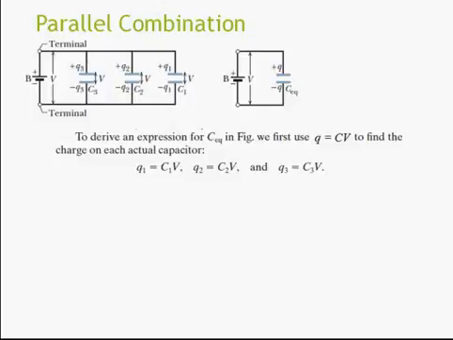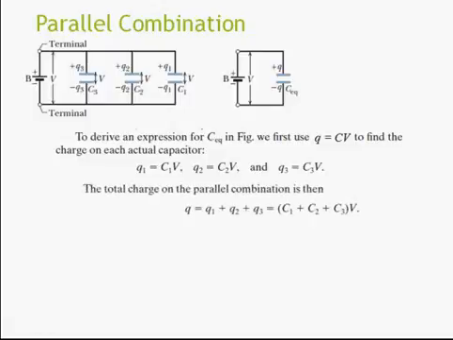The charges will be: Q1 equal to C1V, Q2 equal to C2V, and Q3 equal to C3V. Since V is the same for all three capacitors, the charges are different depending on Q1, Q2 and Q3. But the net charge in the system would be the sum of these three charges. The total charge in this combination stored is Q1 plus Q2 plus Q3. We place the values of Q1, Q2, Q3 from the previous equation, and ultimately our equation becomes Q equal to (C1 plus C2 plus C3) times V.